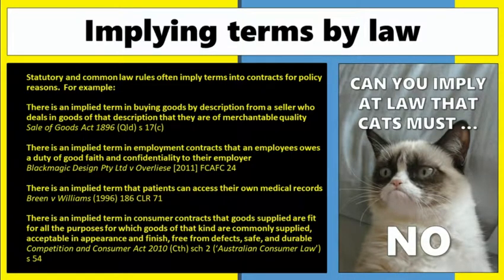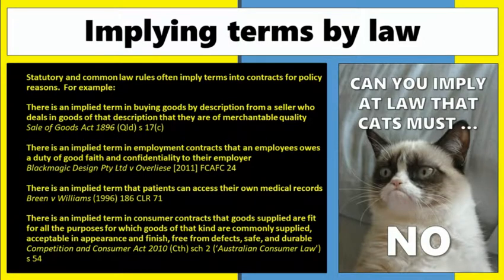So, for example, there is an implied term by default when you buy goods from a person who specializes in selling that type of goods. If you are buying them by description, there is an implied term that those are going to be of what we call merchantable quality. Now, a lot of these statutory rules we're going to cover in subsequent screencasts. I just want to draw your attention to it at this stage.